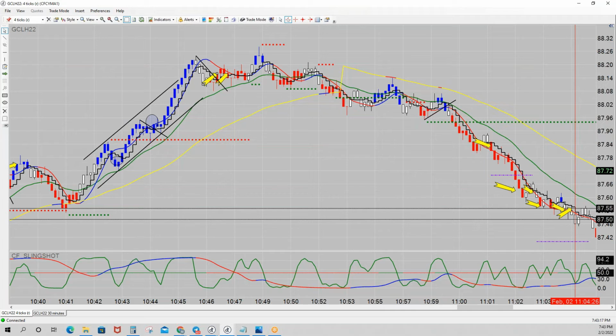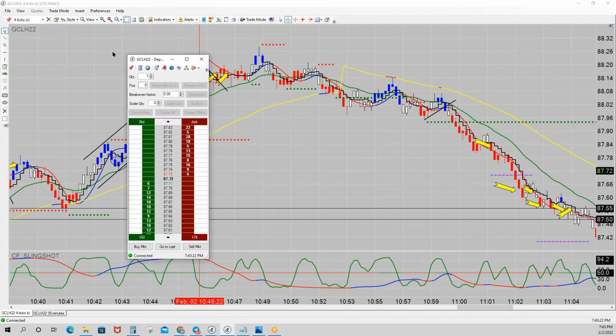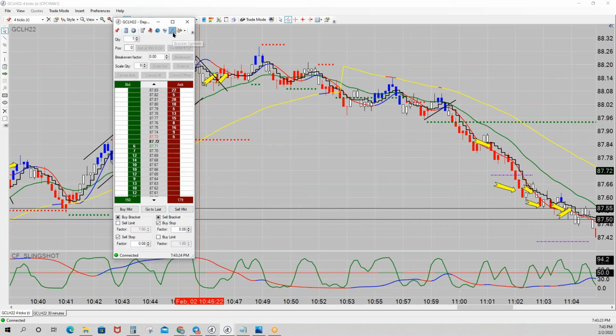Now, I showed you the DOM a minute ago. Let me just bring it back up. Here it is. Every trade starts out with 8 ticks of risk. You see that? That is 8 ticks of risk. This is an 8-tick risk stop. 8 ticks is 2 bar lengths. These are 4-tick bars. 8 ticks is 2 bar lengths.